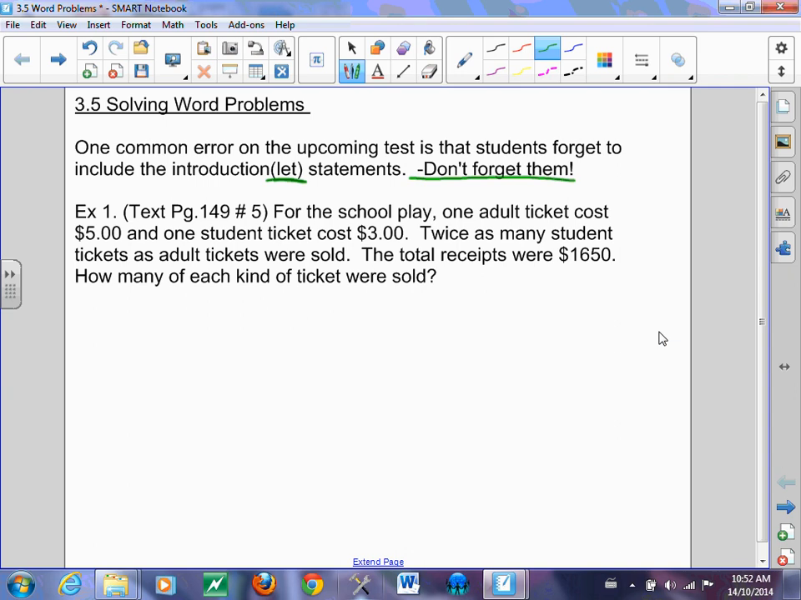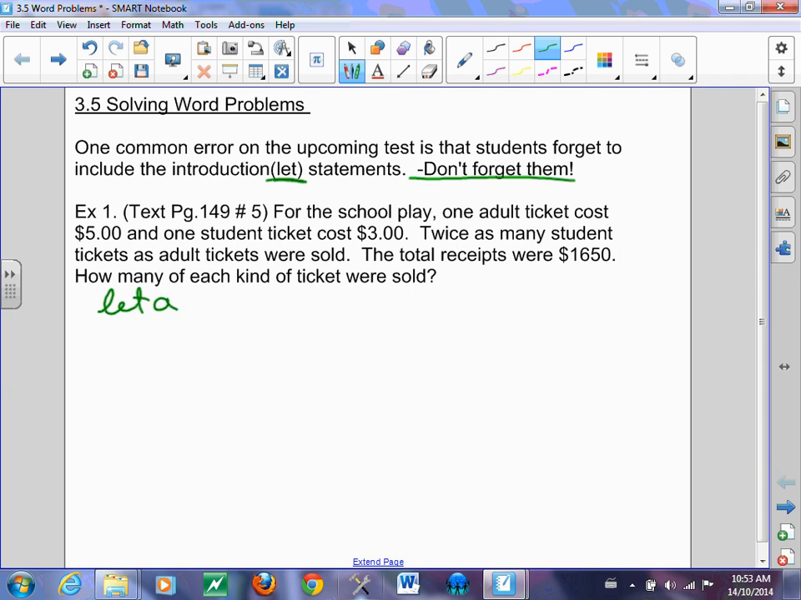Example 1. This is found in your textbook, page 149, number 5. For the school play, one adult ticket costs $5 and one student ticket costs $3. Twice as many student tickets as adult tickets were sold. The total receipts were $16.50. How many of each kind of ticket were sold? So we need to figure out the adult versus the student tickets. So let's write our let statements.